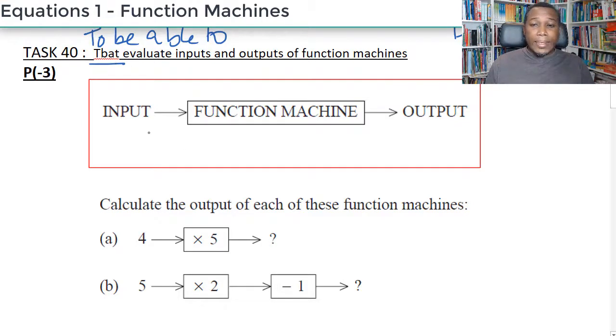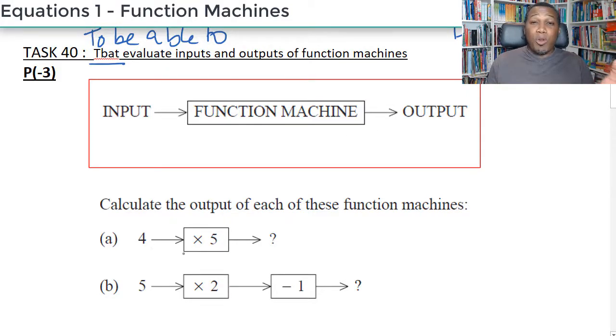It starts off with an input. You have a function machine, so a set of operations to carry out. It could be more than one, and we'll explore multiple function machines: one step, two steps, three steps. And we find the output.